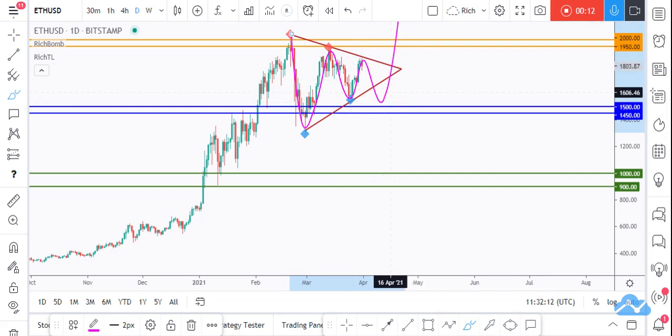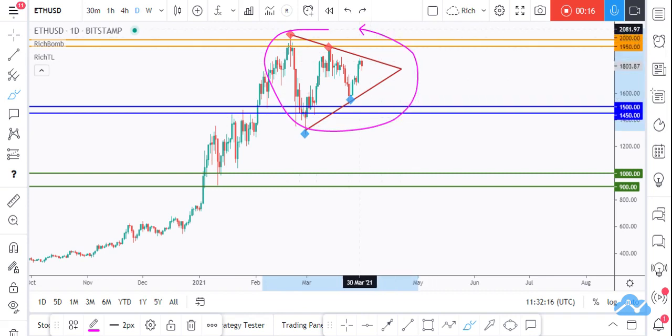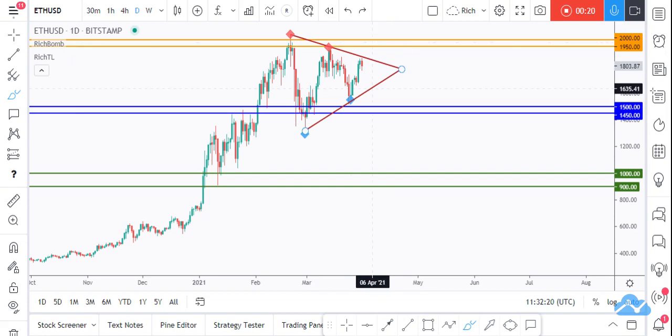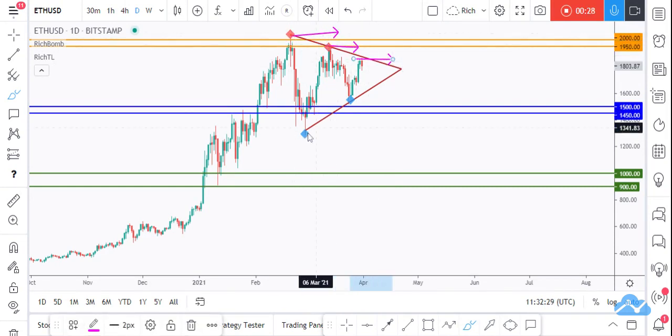So let's get started. As we clearly see, Ethereum has been stuck inside this range between the 1500 and 2k, right? And what's more interesting now is that the price is forming a symmetrical triangle. So we have a range in the shape of a symmetrical triangle because the price is making lower highs and higher lows, which means that neither the buyers nor the sellers are in full control.